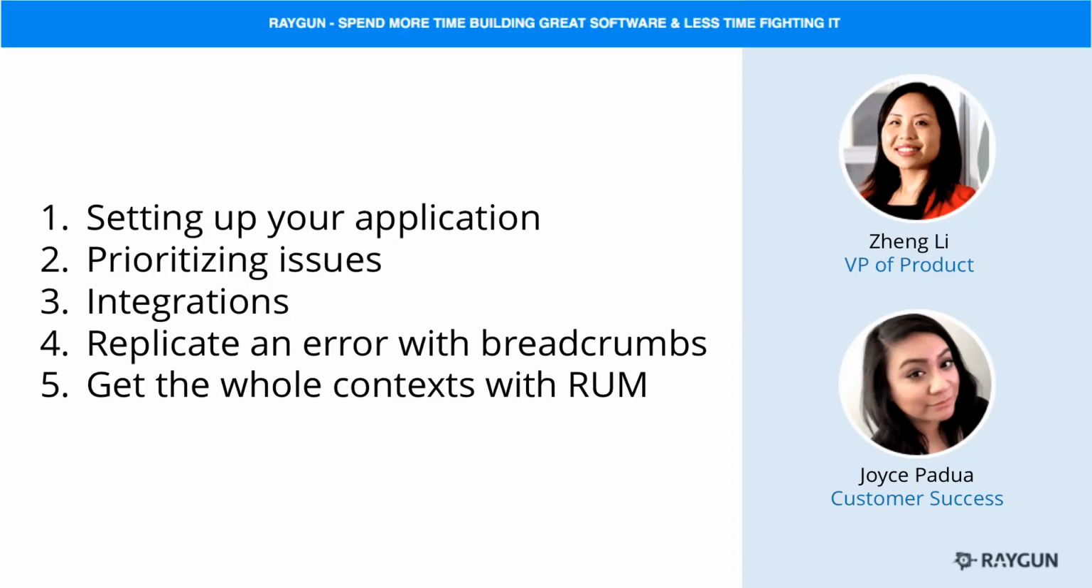Here are some of the topics that we'll be covering during our session. What is an application inside of Raygun and how you set it up? Ways to prioritize issues and managing your error inbox. Integrations and your workflow. How to replicate an error with breadcrumbs. And getting the whole context of the error through real user monitoring.